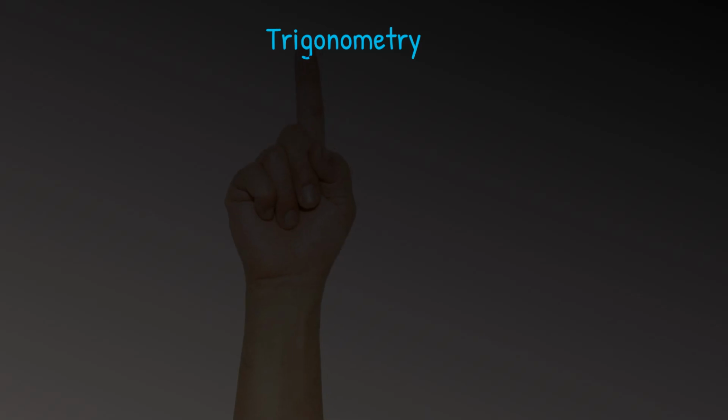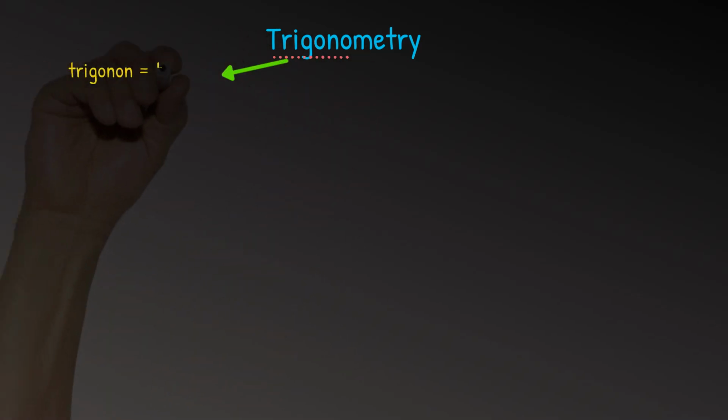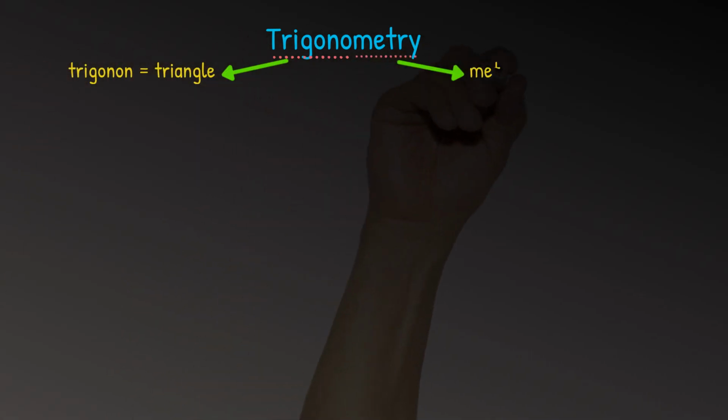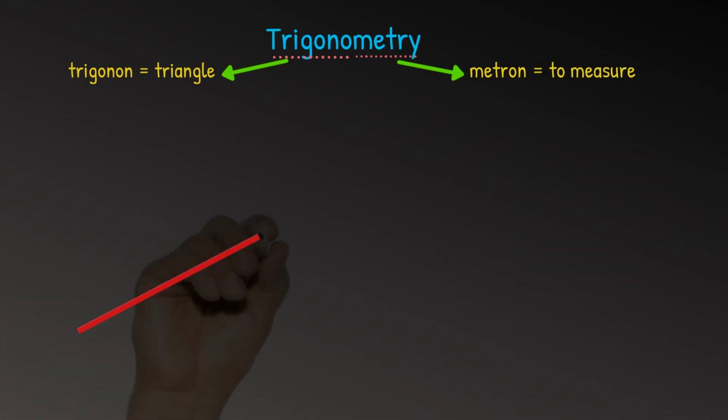Now the word trigonometry comes from two Greek words, trigonon meaning triangle and metron meaning to measure. So the word actually means triangle measurement.